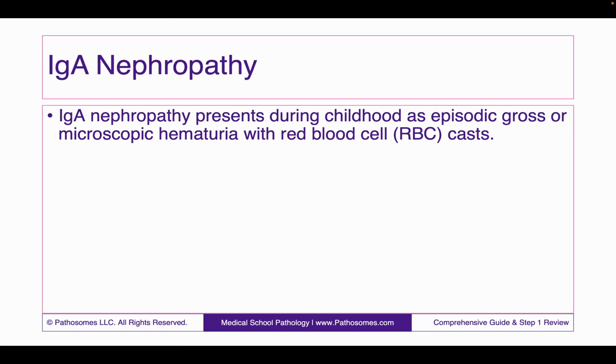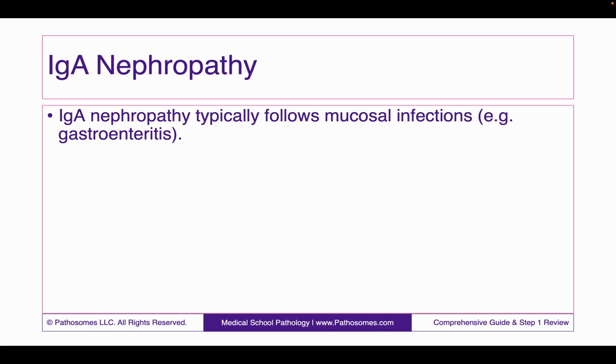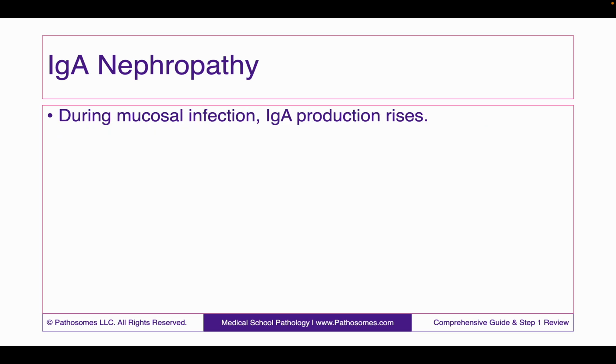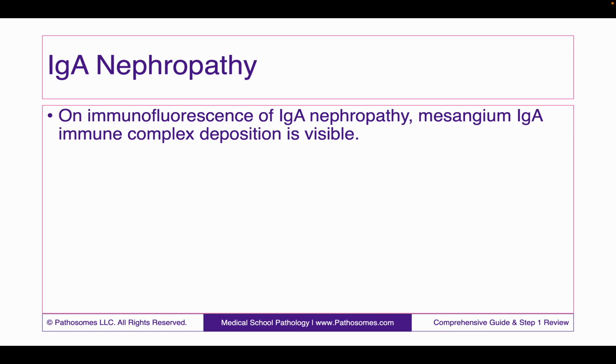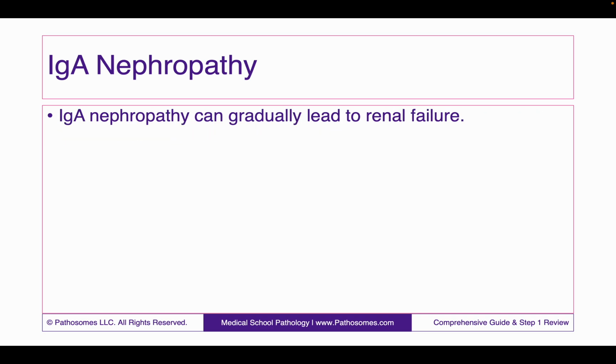IgA nephropathy typically presents in childhood as episodic, gross, or microscopic hematuria with red blood cell casts. IgA nephropathy typically follows mucosal infections, right? So look out for that. For example, a patient with gastroenteritis might obtain IgA nephropathy shortly after that condition. During mucosal infection, IgA production rises. It's important to remember that on immunofluorescence of IgA nephropathy, it's the mesangium IgA immune complex deposition that is visible. And unfortunately, IgA nephropathy can gradually lead to renal failure.